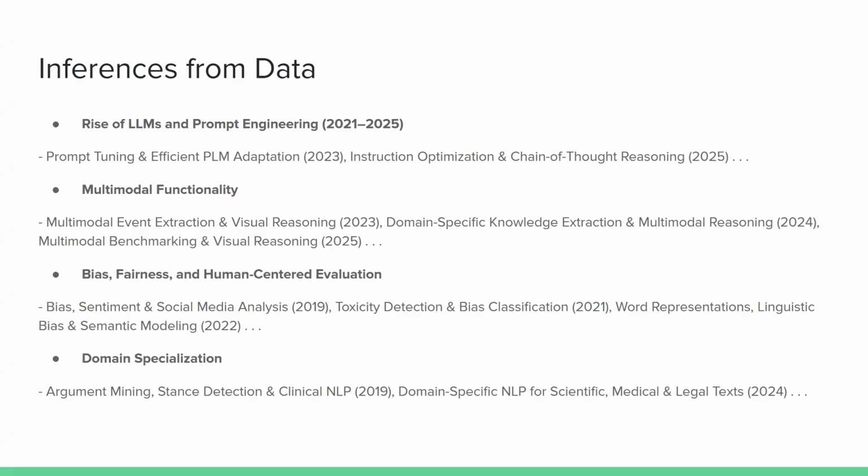Next, we have bias and fairness. Lastly, we have domain specialization, where topics like clinical NLP, scientific reasoning, and domain-specific knowledge extraction show growing interest in specialized applications of LLMs alongside the popularity of LLMs.